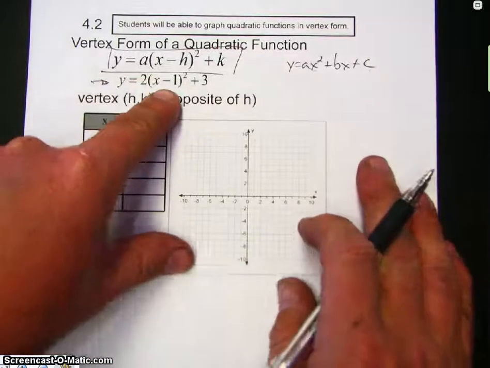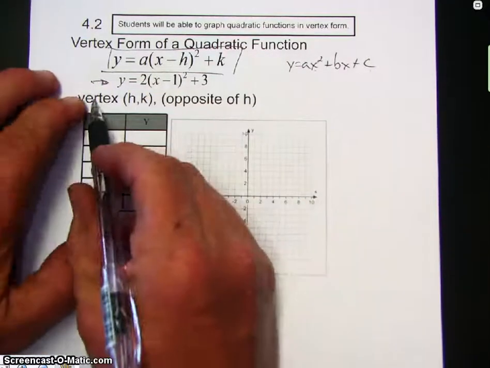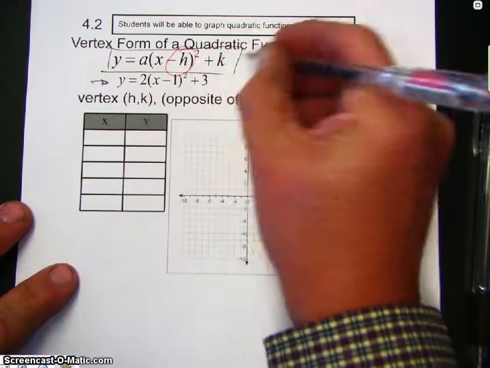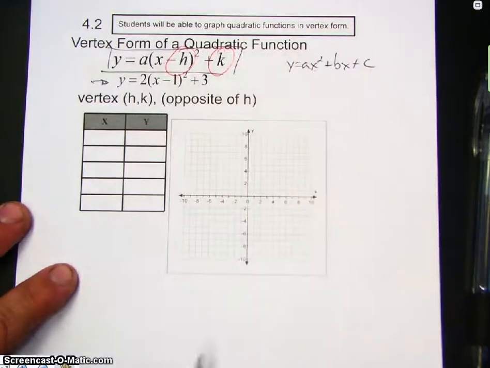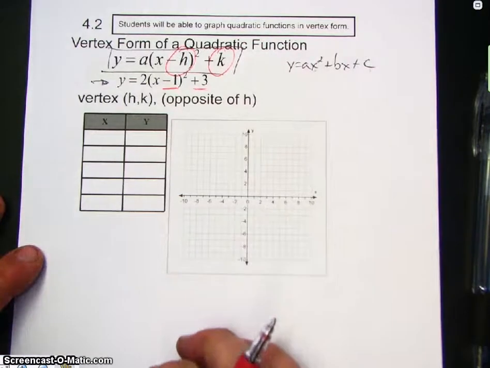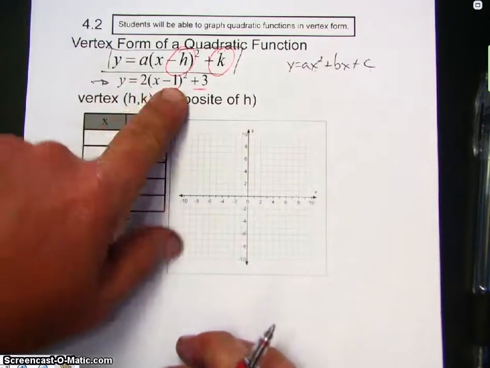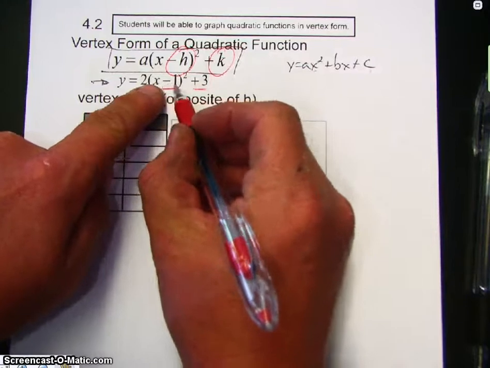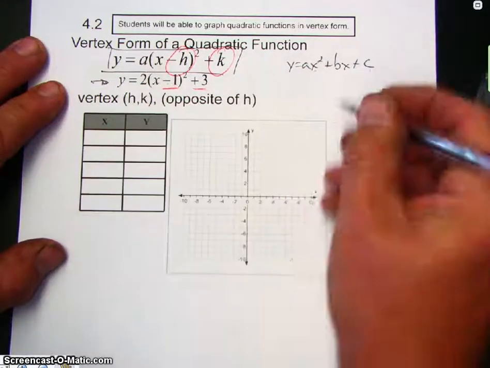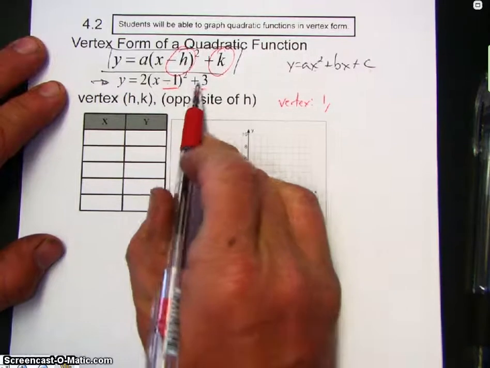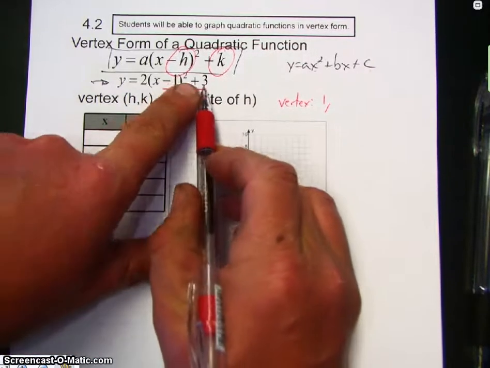Alright, so the first thing you do is we want to find the vertex, which is h, k. So the vertex deals with this and this. So here's h, here's k. Alright, so h is 1. So you always want to think of opposites. It's -1, opposite is 1. So the vertex is at 1. And k is, in this case, 3.